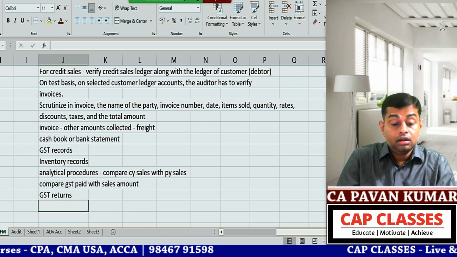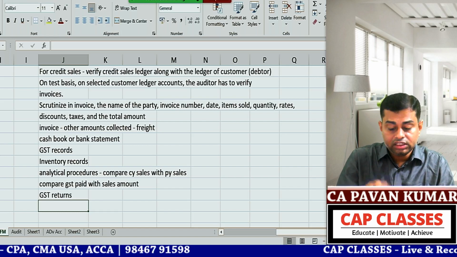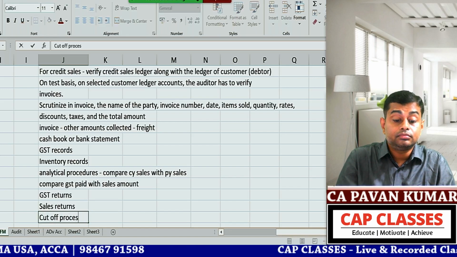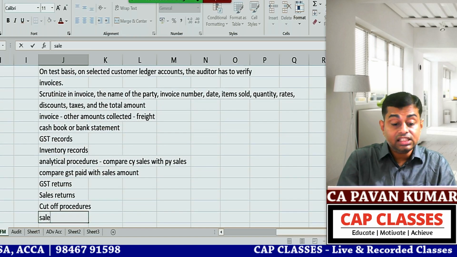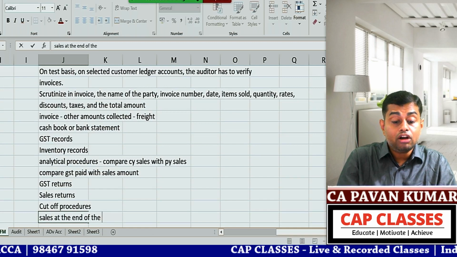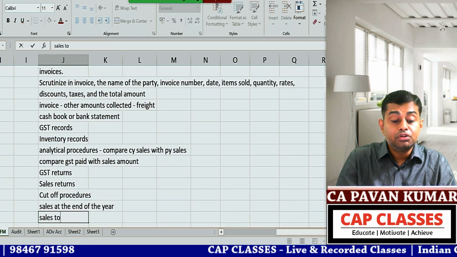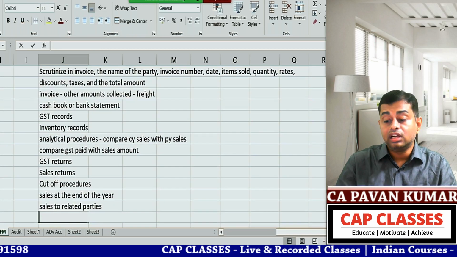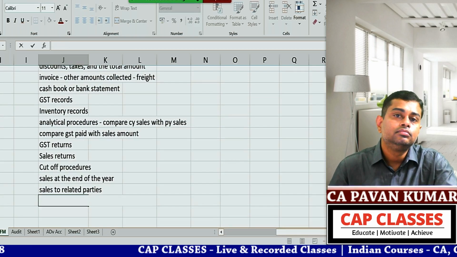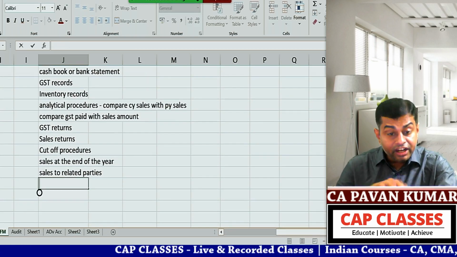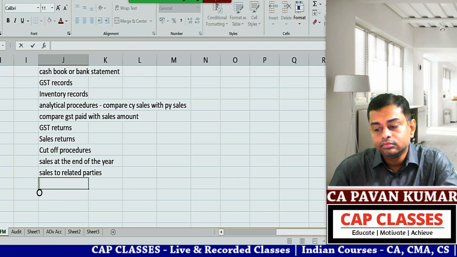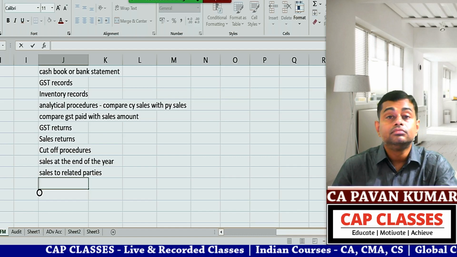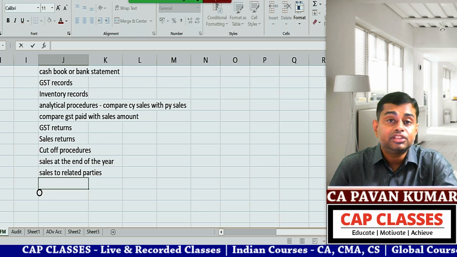And then, sales returns. Cut-off procedures. Sales at the end of the year. Sales to related parties. Discounts. Defective goods sold. For related parties, board resolutions are also required sometimes.